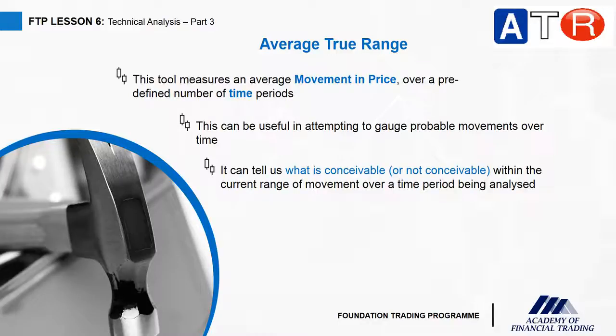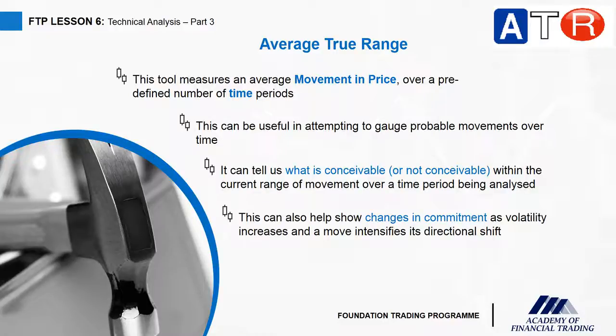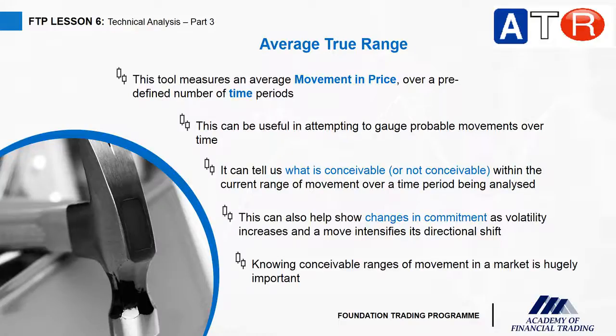It can also tell us what is conceivable or not conceivable within the current range of movement over the time period being analysed. When I say conceivable, we're just looking at how realistic it is, how likely it is. It can also let us see changes in commitment as volatility increases and a move intensifies its directional shift. So we can see how far a bit of momentum in a certain direction can push something, how much something can rocket or plummet. Knowing conceivable ranges of movement is a hugely important tool to have, just to know how much is possible.